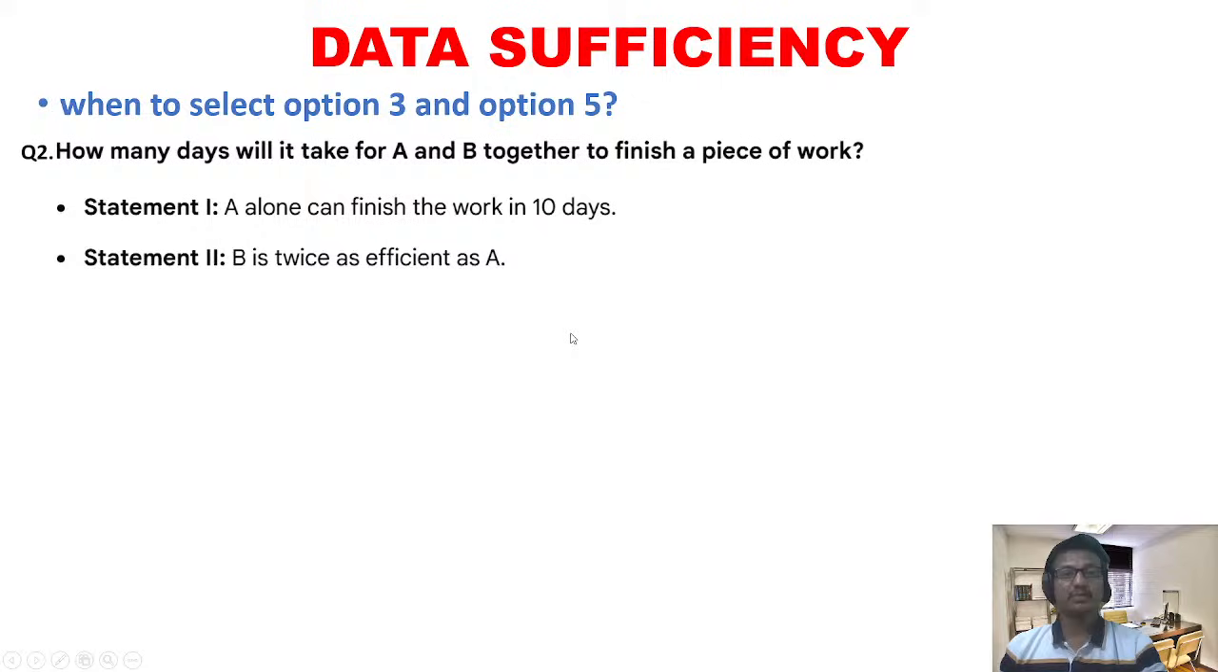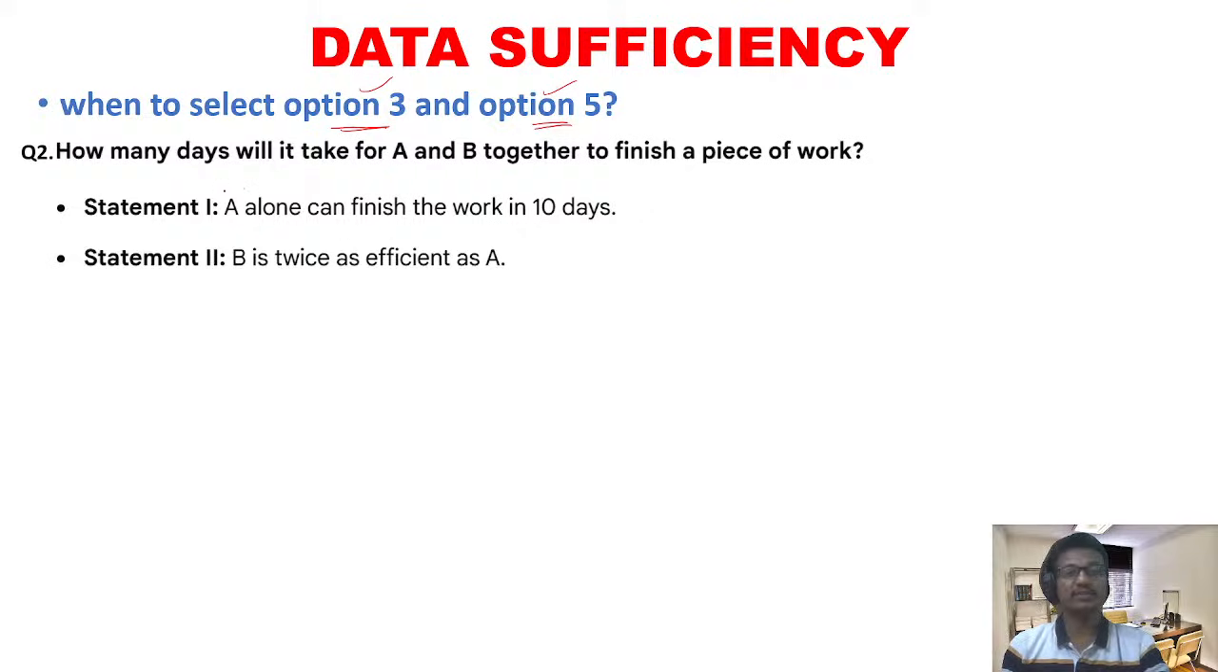Got it? Now why am I focusing on option 3 and option 5? These are the two options which mainly confuse many students. If you understand when to select option 3 and when to select option 5, then the remaining options you can easily select. So we'll work out these kinds of problems first, then we'll look at other problems which were asked in previous TCS NQT examinations.